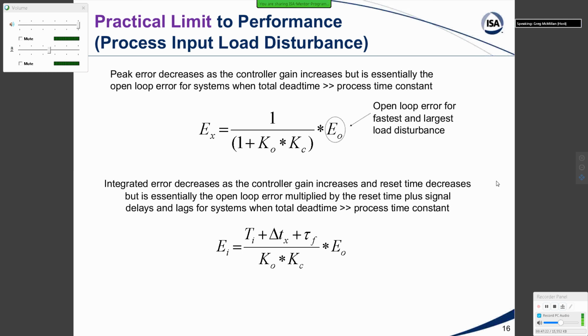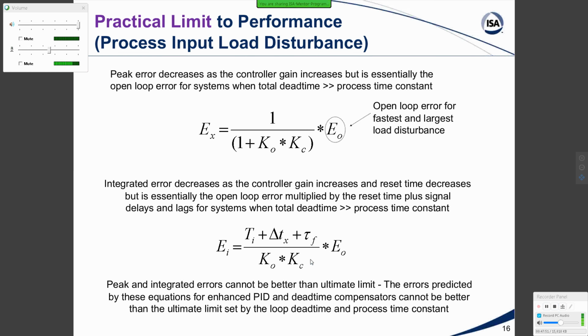Now, if we're talking about the integrated error, it also depends upon the integral time besides the controller gain. And this also has the benefit of showing the effect of PID execution time, delta Tx, and a PID filter. This comes by courtesy of Greg Shinskey. However, I needed to reformulate it to put it in a more understandable form, as is shown here.